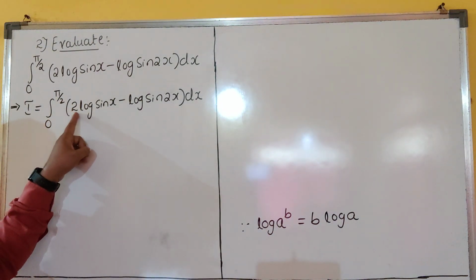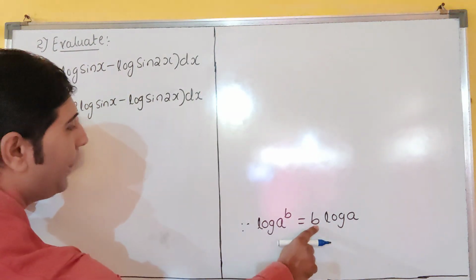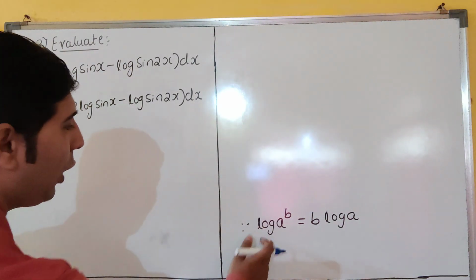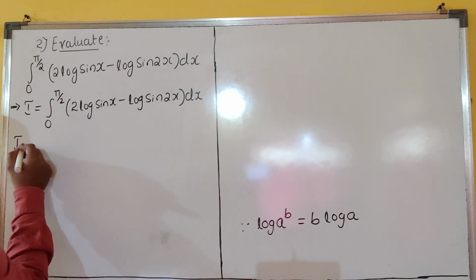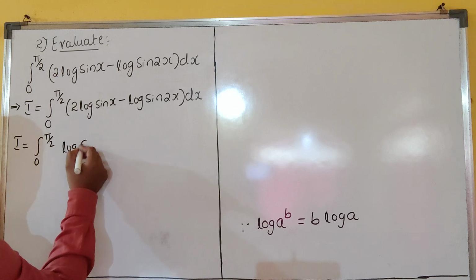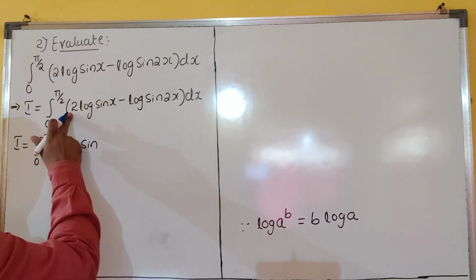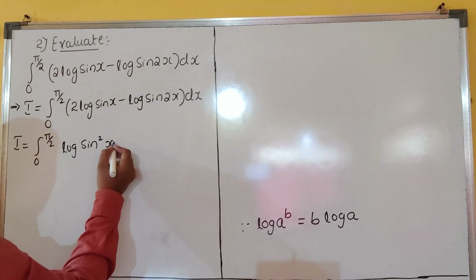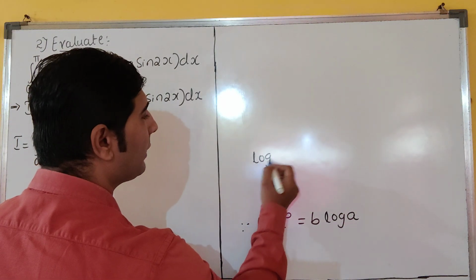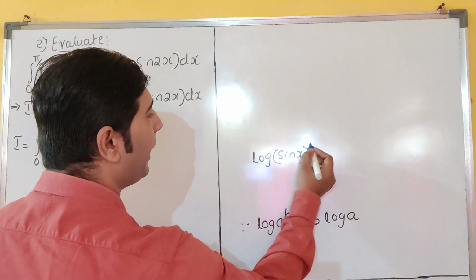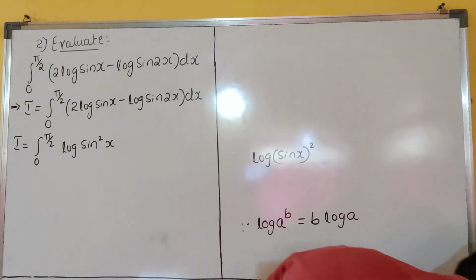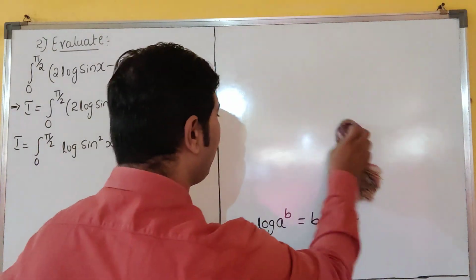So b is what here? You compare with this. B is what? 2. A is what? Sin x. Understood? So log a raised to b means what? A is what here? Sin x, no? Log sin x. Sin x raised to 2 means sin square x, dear students. Log sin square x. So it will become like this. Log sin x raised to 2 means square, if you take it inside, it will become sin square x. Understood? So clear everyone now? I hope it is clear for everyone.